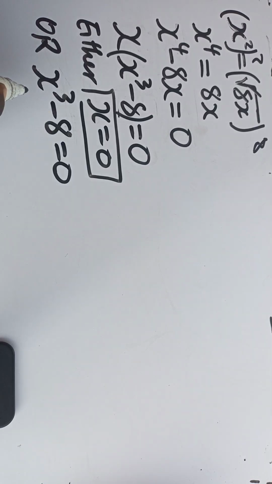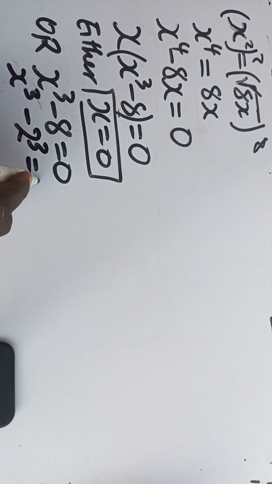Now from here we can see clearly that this is a difference of 2 cubes, because 8 is the same as 2 cubed. So let's write it out, let it be clear. We have x cubed minus 2 cubed is equal to 0, so that we see the difference of 2 cubes here clearly.